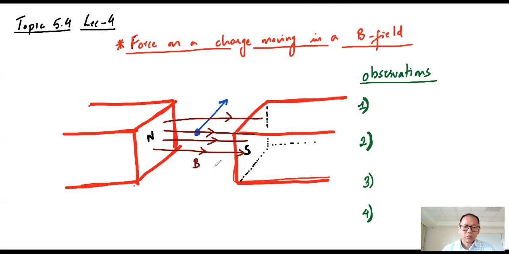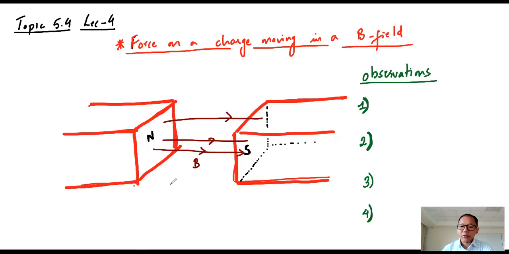Now, the blue dot here with an arrow is basically a charge. So let me just redraw that to let you know what I'm doing. So if we consider a charge, okay, a charged particle somewhere here, it's zooming through the magnetic field.